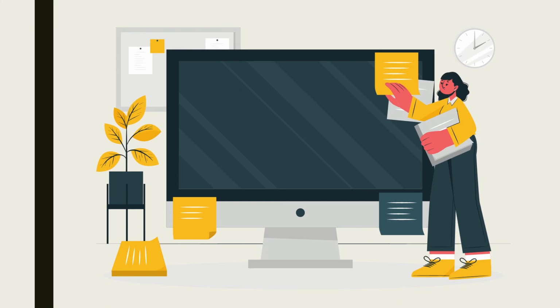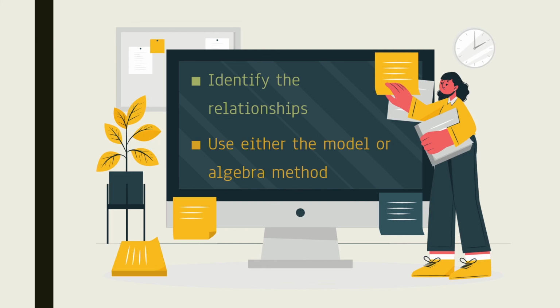To summarize, when we encounter a problem involving simultaneous equations, we need to first identify the relationships between the unknowns, and then we express those relationships either using a model method or an algebra method, and then we try to eliminate the other unknowns.